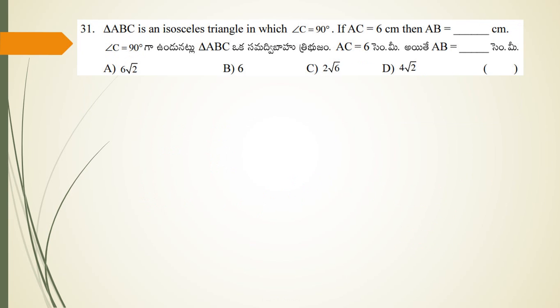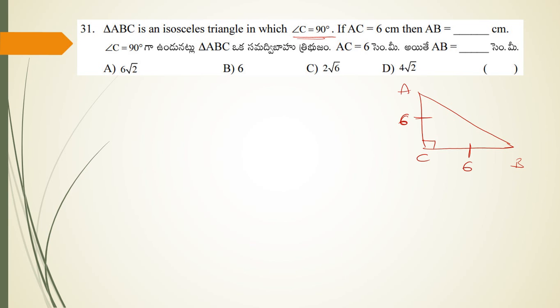He has given triangle ABC is an isosceles triangle in which angle C is equal to 90 degrees. So it is a right angled isosceles triangle. So this is angle C. Automatically this becomes A and B. Here we can say that since it is an isosceles triangle, AC and AB are equal. Now what he has given, AC is equal to 6 centimeters.